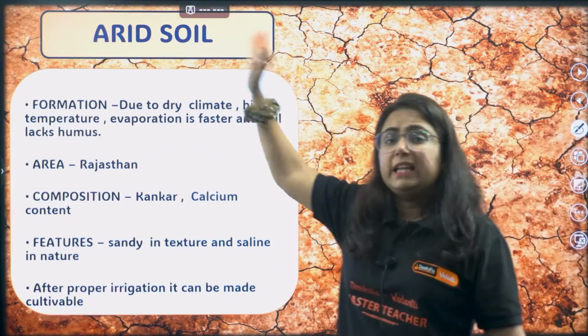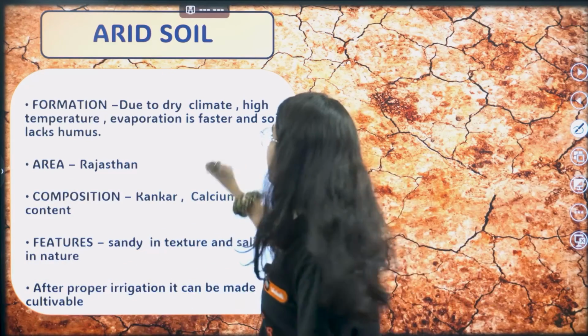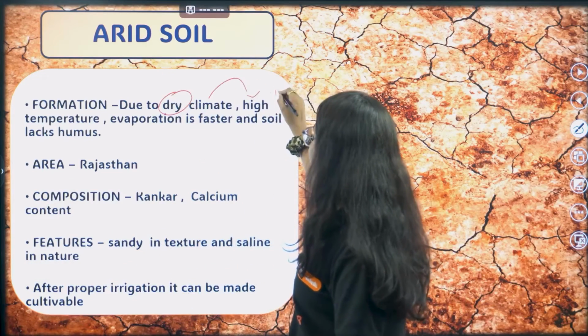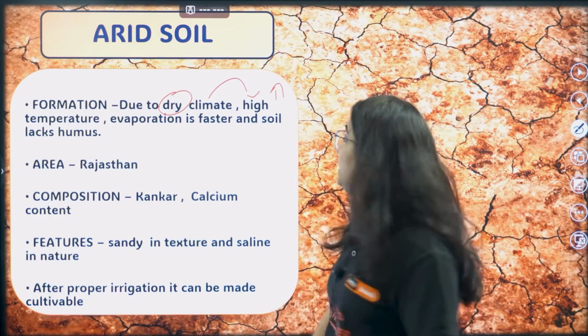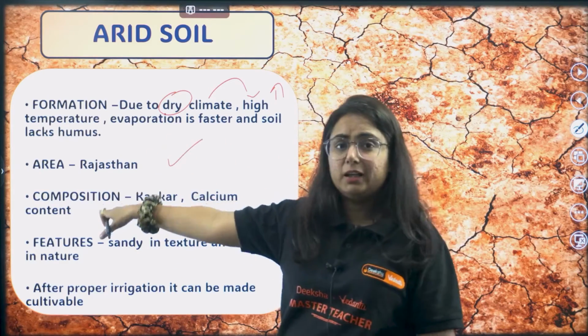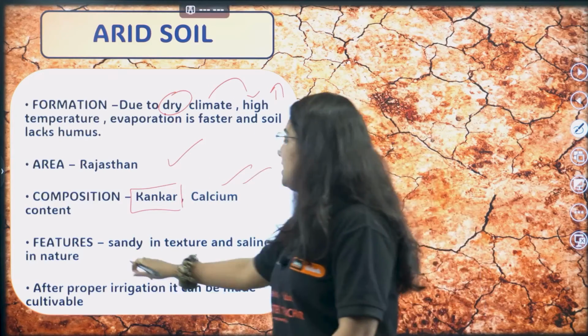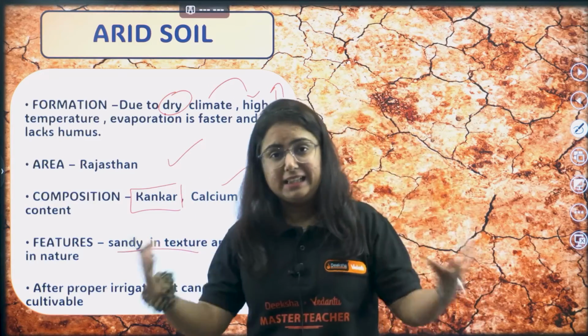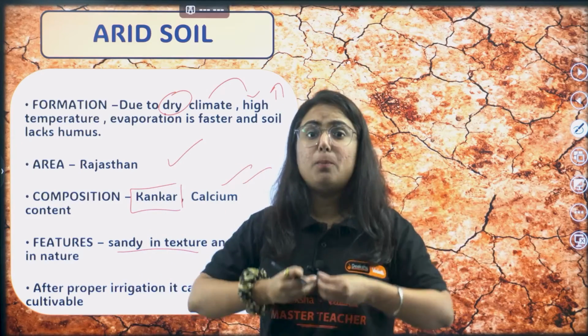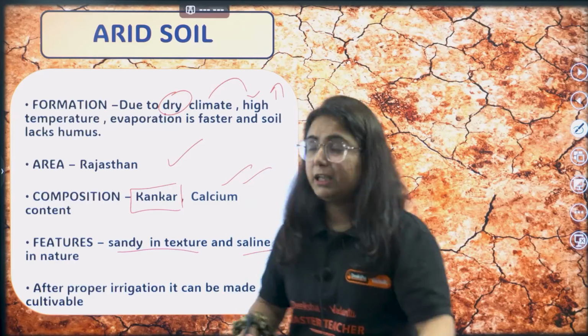Arid soil, name itself suggests that this is found in Rajasthan because that region is dry. Okay, dry, that means high temperature, high evaporation, and the soil lacks humus, particularly found in Rajasthan. If we see, there is more calcium content in the soil. It is sandy in texture and saline in nature, but sometimes if we do proper irrigation, some crops can be grown here, like bajra can be grown here.